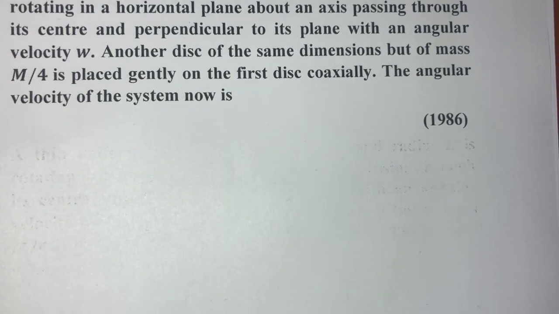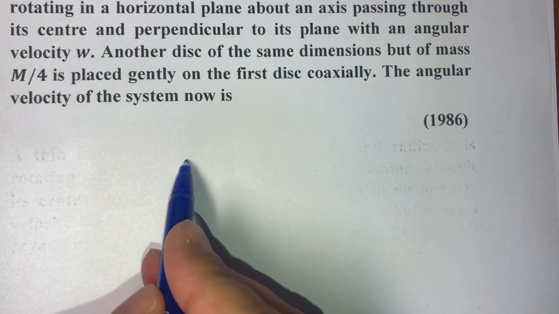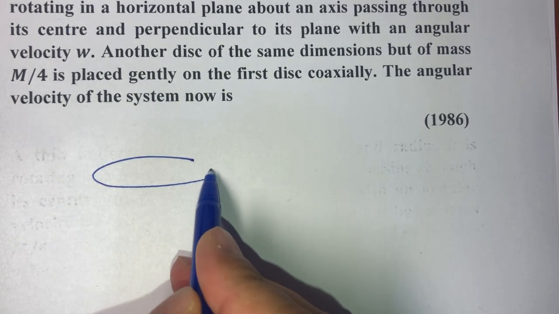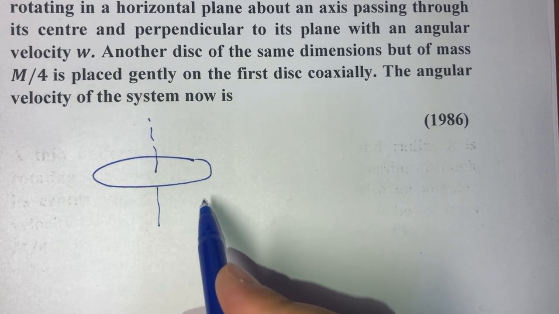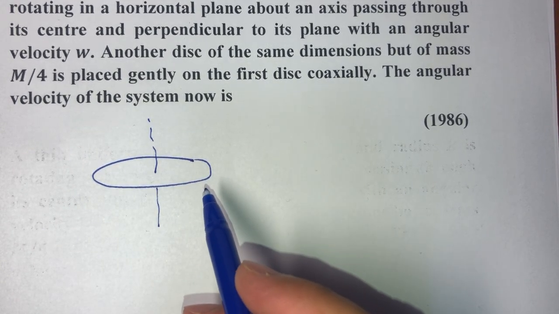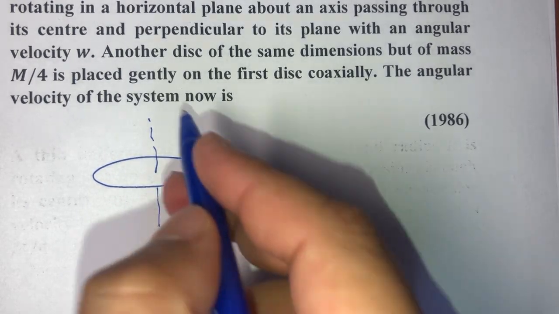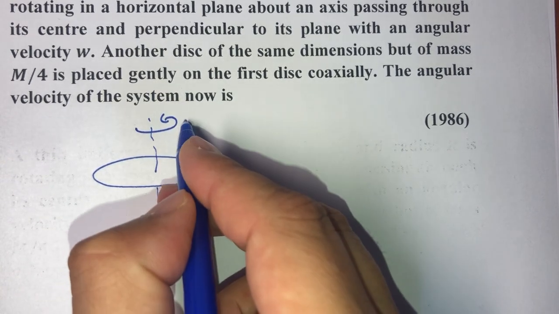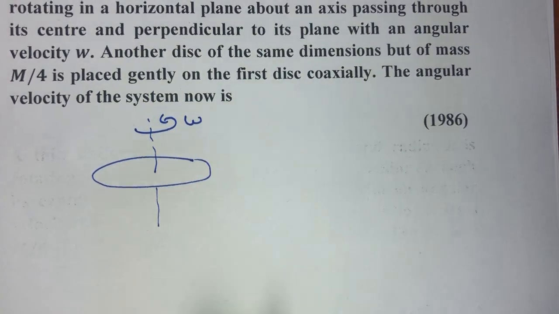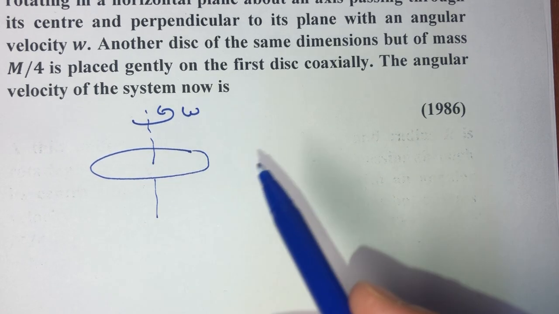So we are given that there is a uniform circular disk of mass m. So let us draw a disk, and it is rotating on an axis which is passing through the center and perpendicular, and it is given that it is rotating with angular velocity omega. Radius is given as r and the mass is m.